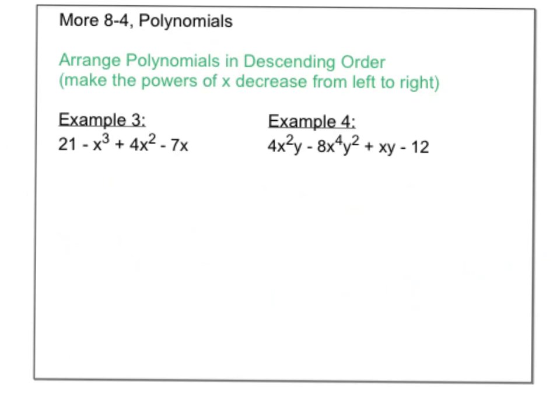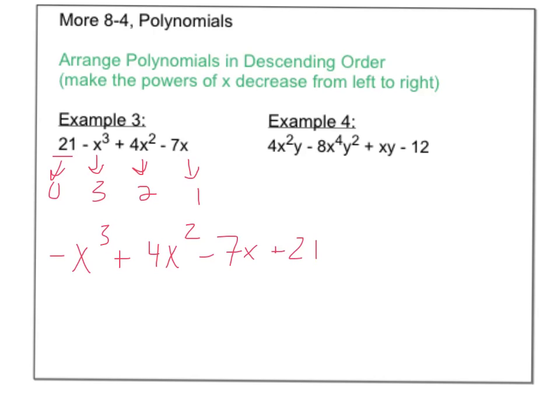Alright, this time we're going to be doing it the opposite way we did in the last slide. So we're going to start with the highest degree. So looking over the 4, I'm just going to write underneath each term what the degree is going to be. Okay. I'm going to start with the highest one, which is negative x cubed. Next, 4x squared, followed by negative 7x plus 21.